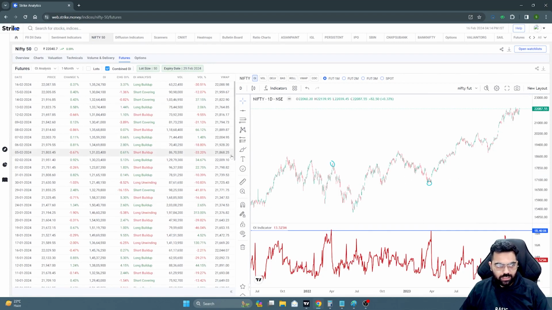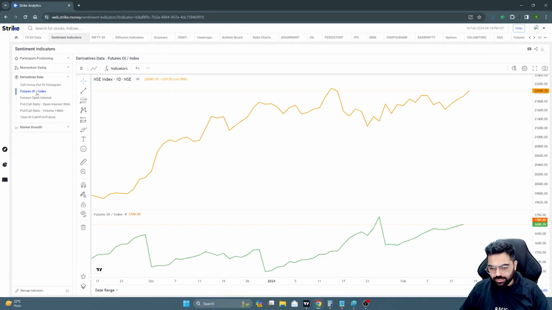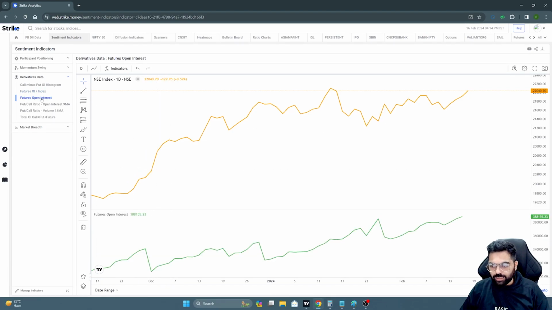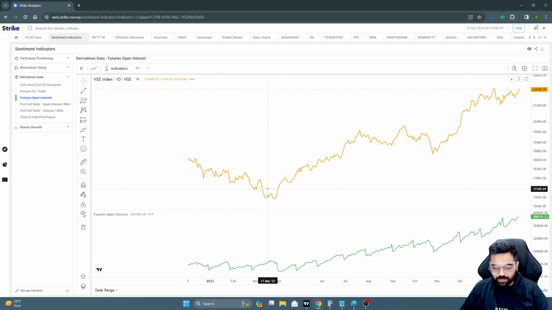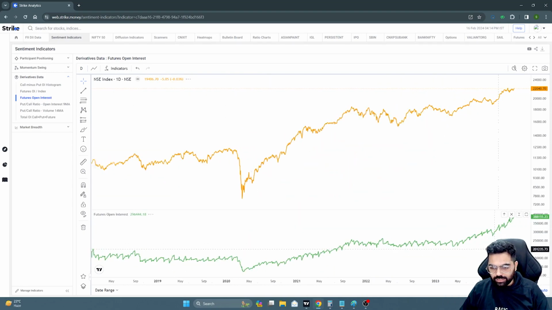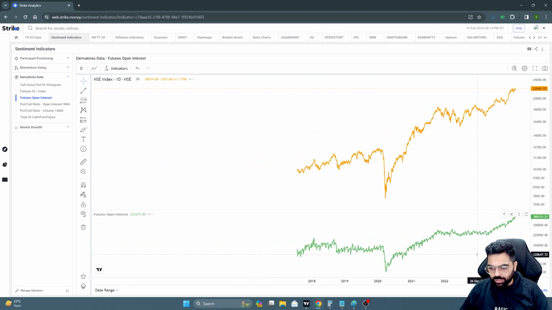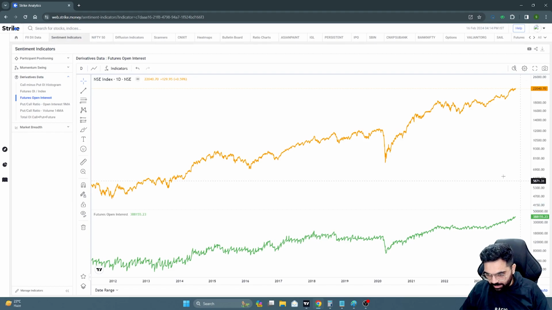Now what this sentiment indicator, future OI over index, does is nothing but the open interest of all future contracts divided by the value of a constant index. First I have taken future open interest. This is the raw number of whatever the future open interest is in the market. So I have made this into a log scale.